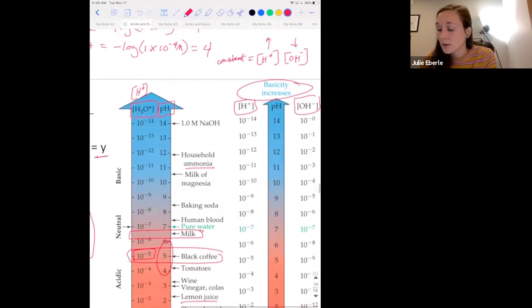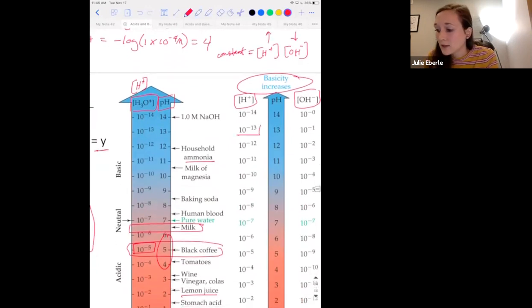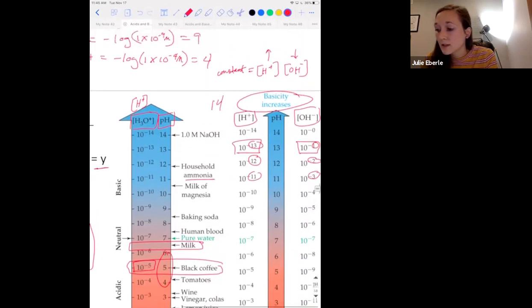All right? So that's why if we have 10 to the minus 13 over here, we have 10 to the minus 1 here. Notice the exponents add up to what? Every time, 12 and 2, 11 and 3. The exponents add up to 14. They add up to 14. So when you're dealing with these things, keep that in mind.